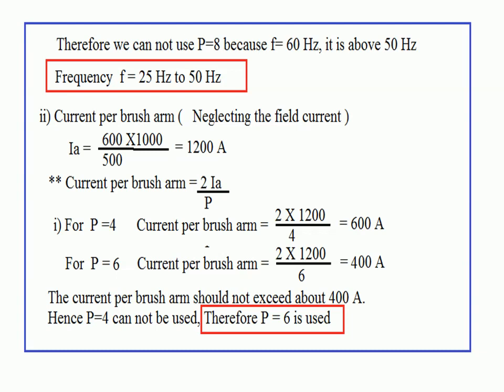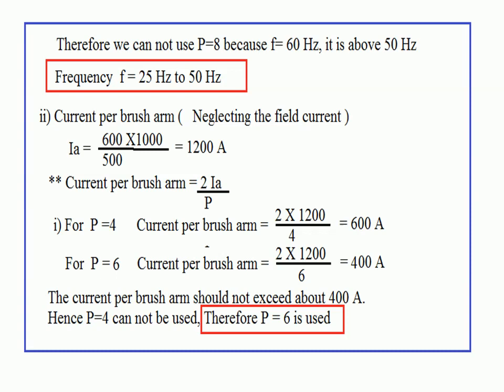Therefore, after calculating by the trial and error method, P equal to 8 gives F equal to 60 hertz, which is above 50 hertz. It is not possible, because frequency should lie between 25 hertz and 50 hertz. Hence this one value is omitted, and the other two values remain.